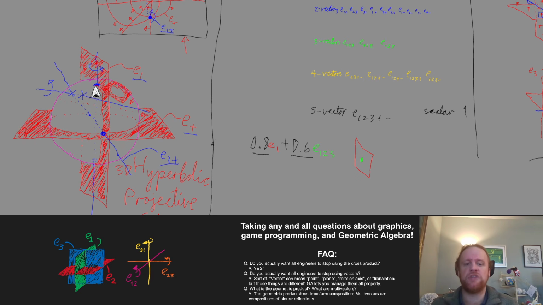So that's about transformations. That's how you add some of these things together when they're of different grades. Grades being whether it's a 1 vector, a 2 vector, a 3 vector, a 4 vector. Yeah, that's the hyperbolic view. The hyperbolic view of conformal geometric algebra.